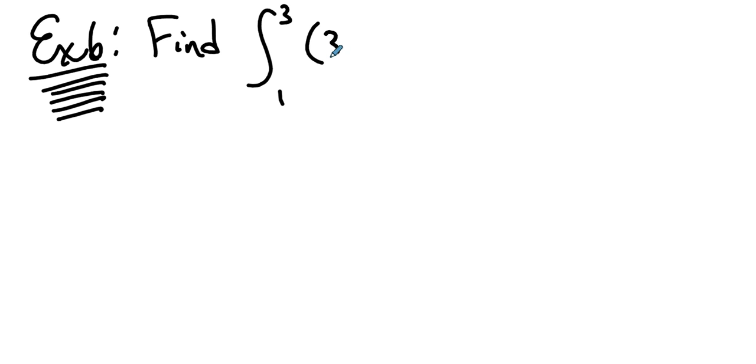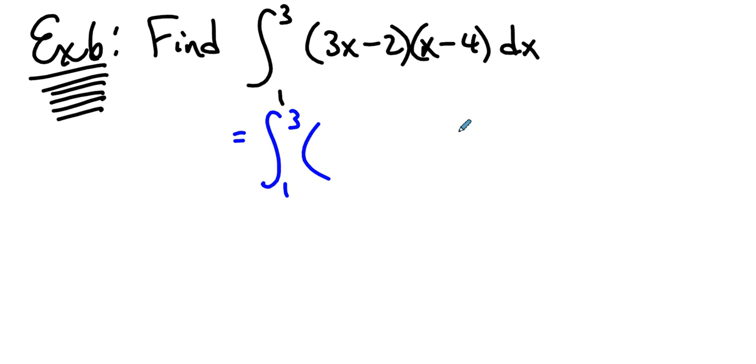Make it a little bit tougher. Let's do the integral from 1 to 3 of 3x minus 2 times x minus 4 dx. I'm going to use this opportunity to remind you that there is no product rule for integrals. There's none. And so to do this, we have to multiply those all together.